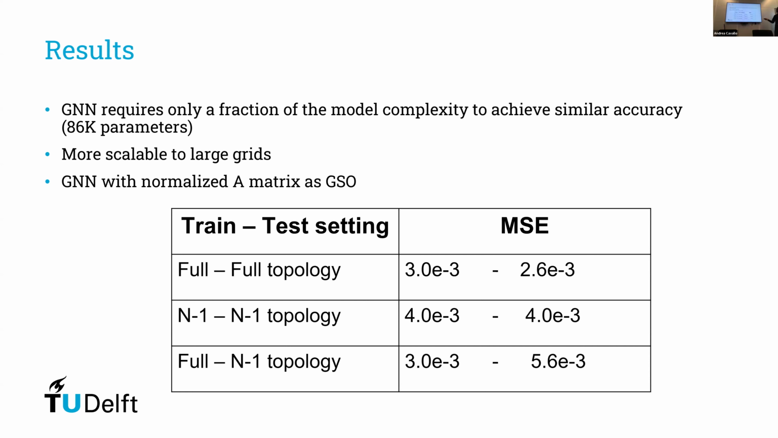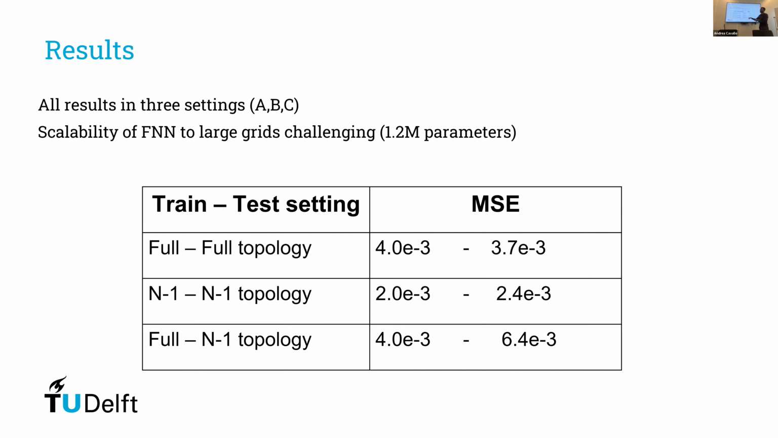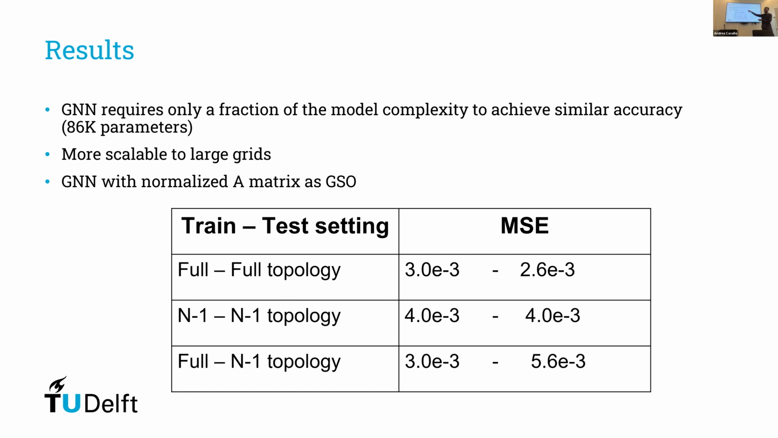But there is an advantage to using a GNN even in this setting. In the previous example, I showed that you achieve these results with 1.2 million parameters for the model. But in the case of the GNN with 86,000 parameters, less than 10% of the previous case, you can get comparable results, or sometimes even better results, like in this case. This is the case where we use the A matrix, the normalized adjacency matrix, as the GSO.